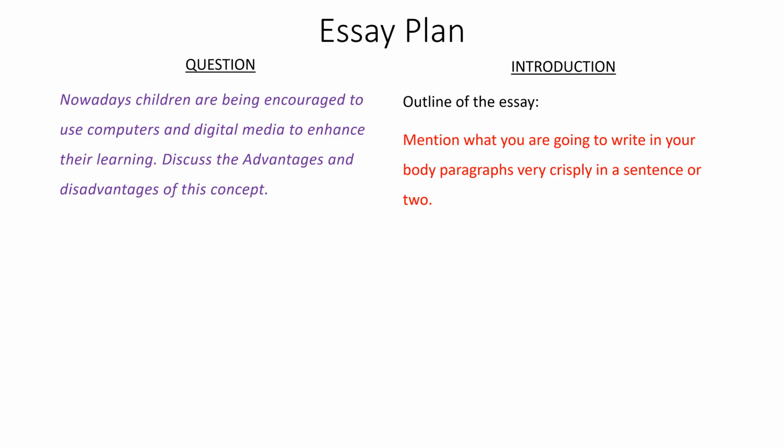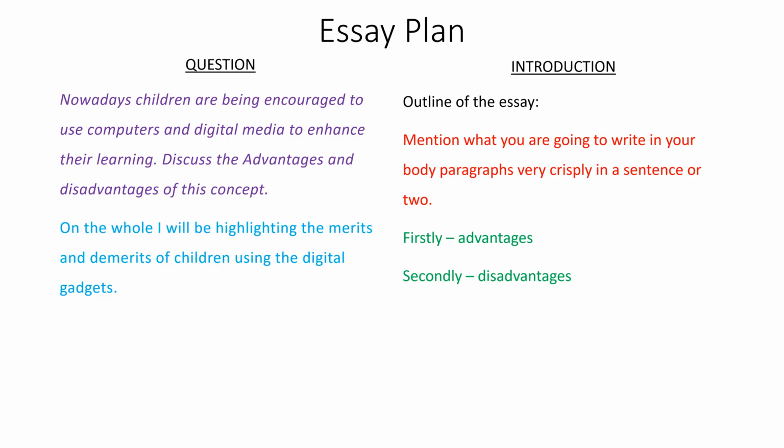Here, you will have to give an overview of what you are going to write in the essay. Since this is an advantage and disadvantage type of essay, as mentioned earlier, I'll be highlighting the advantages first and the disadvantages next. So, in the outline, I'll be mentioning it as firstly about the advantages, and then secondly about the disadvantages for the same. My outline sentence goes like this. On the whole, I will be highlighting the merits and demerits of children using the digital gadgets.